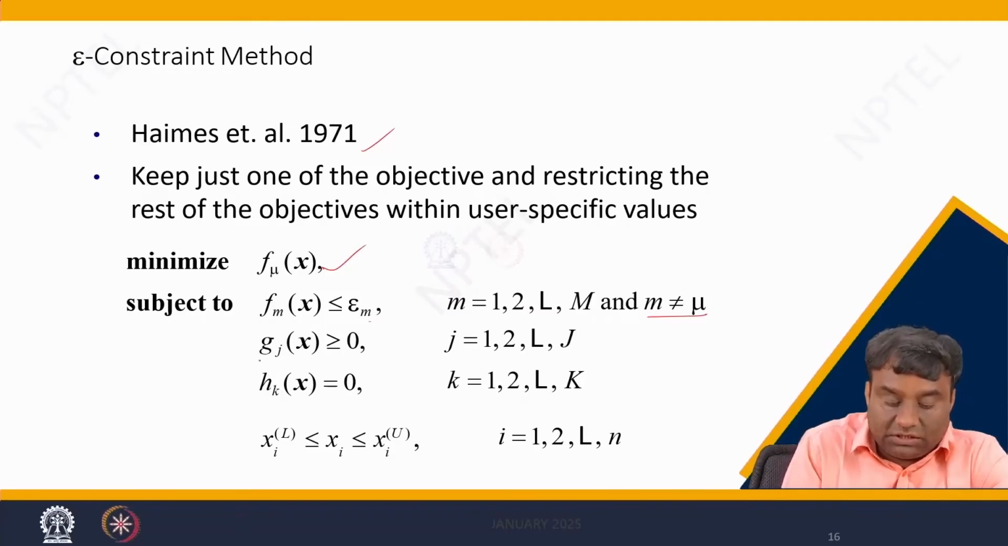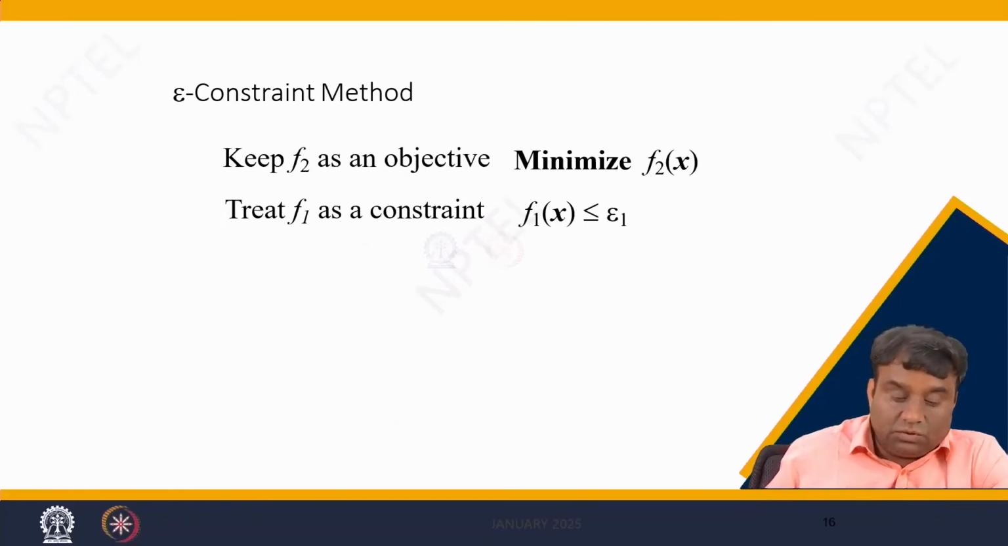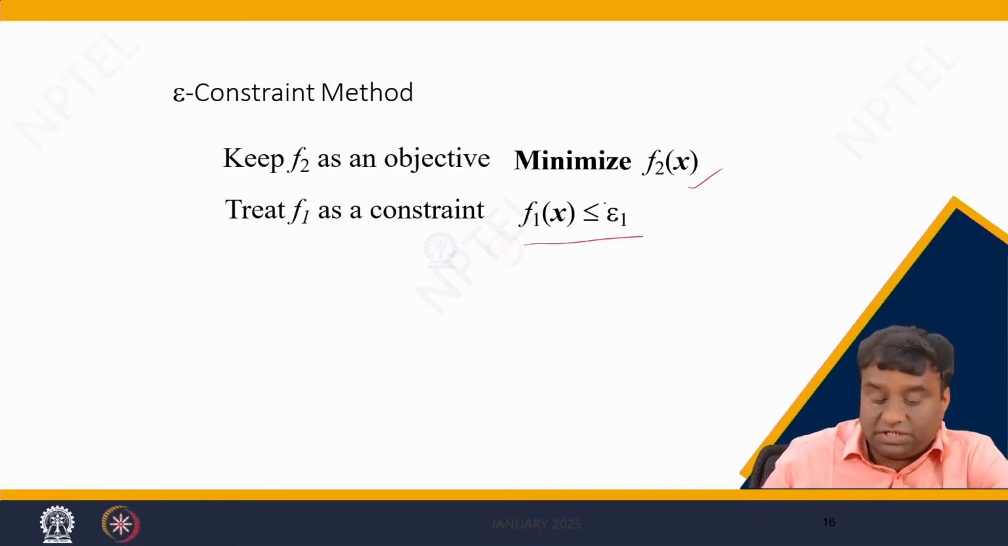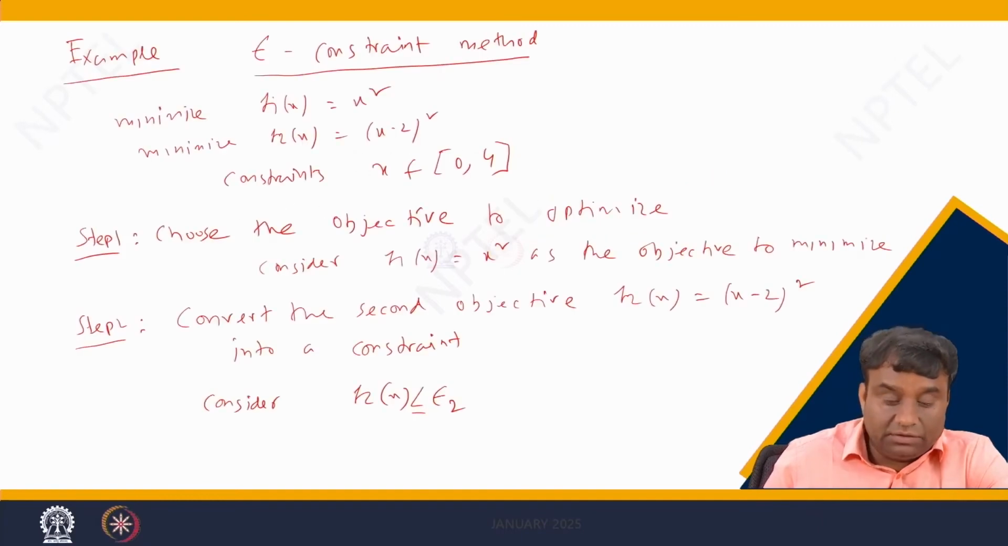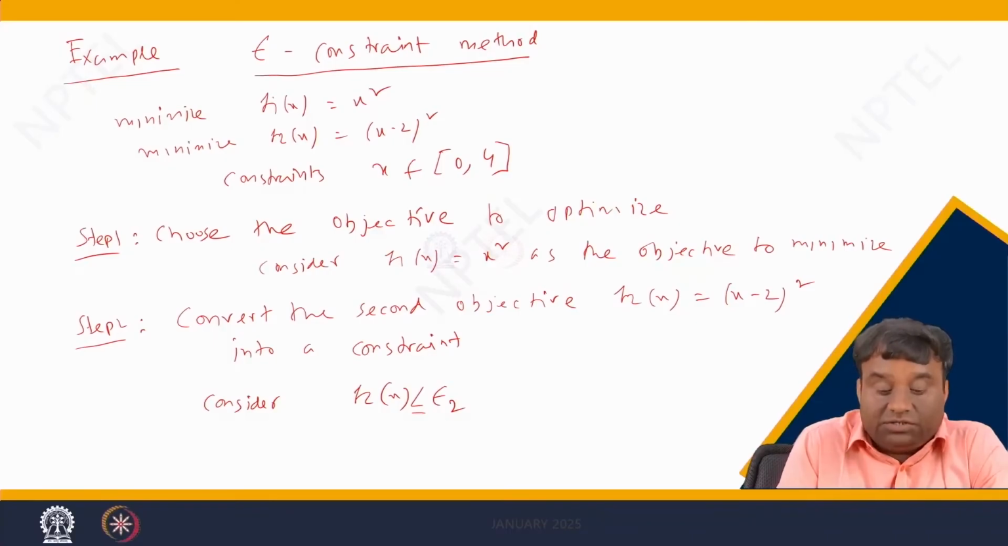g_j(x) ≥ 0, h_k(x) = 0, and x_i belongs to x_i lower to x_i upper. So the Epsilon-Constraint method is that we take f as an objective and minimize f2(x), and treat f1(x) as a constraint, that is f1(x) ≤ some constant, that is ε1. So now try to understand one example of the Epsilon-Constraint method.